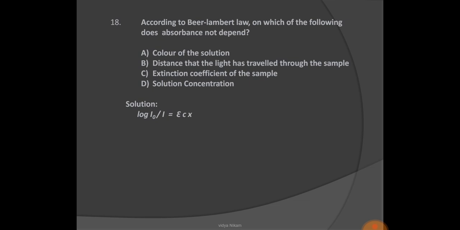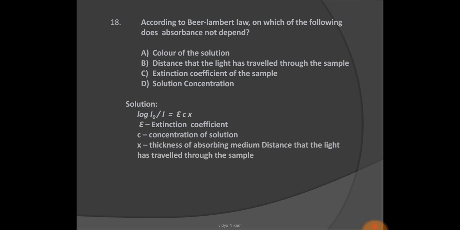So what is Lambert-Beer's law? That is log of I0 upon I, means absorbance, is equal to epsilon Cx, where epsilon is extinction coefficient, C is the concentration of solution, and x is the thickness of absorbing medium, that is distance that the light has traveled through the sample. Here all these terms are included in Lambert-Beer's law. So color of solution is the right option on which the Lambert-Beer's law does not depend.